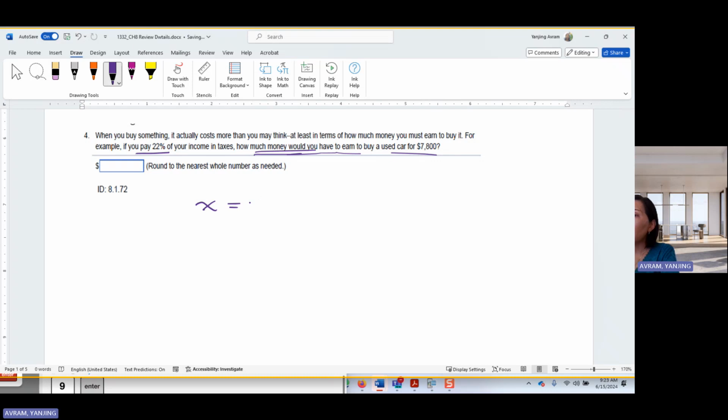The used car cost is 7,800 plus I have to pay 22% of the tax. What's the 22%? Well, 22% of the tax is my total amount. How much money will you have to earn? I say X. So I will have to add 22% of my income tax in here. Now we want to solve for X.